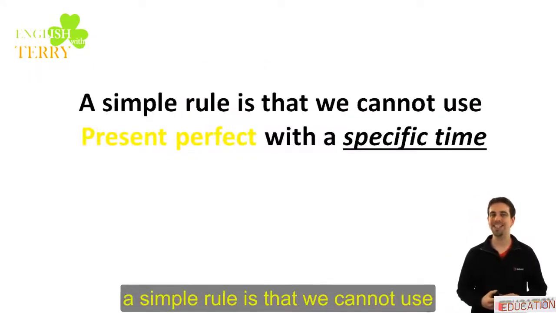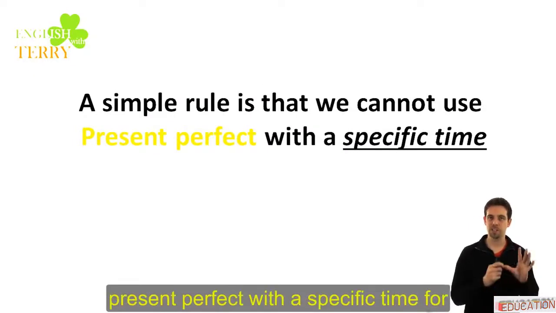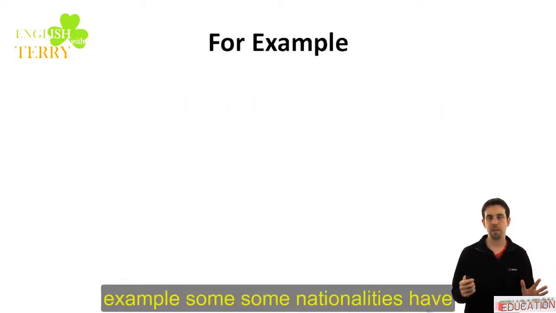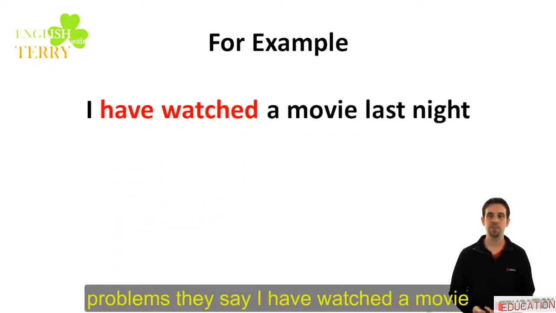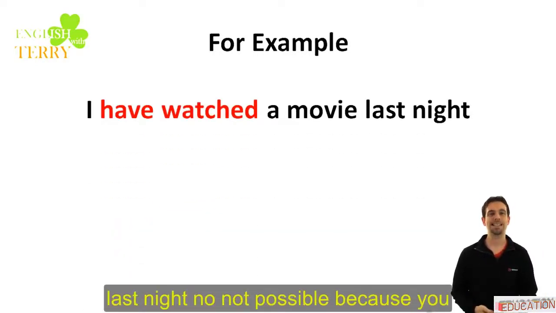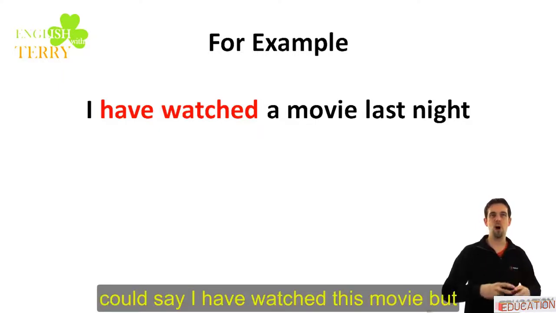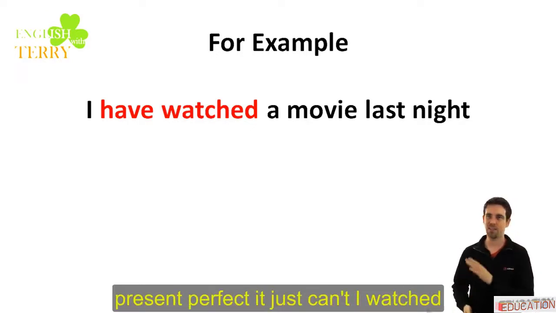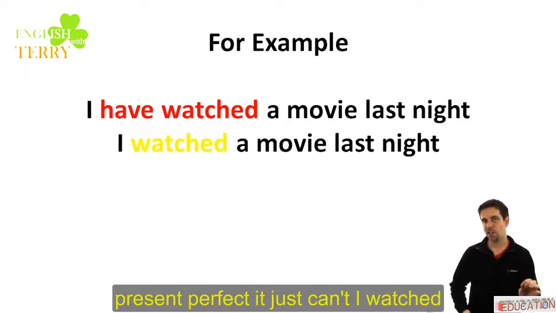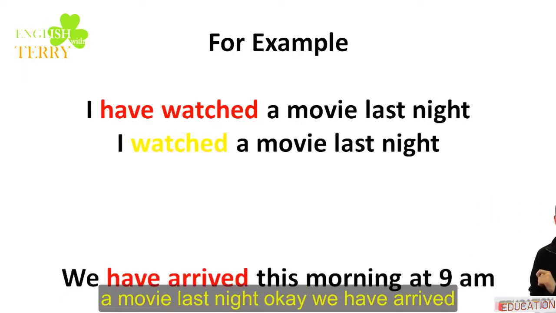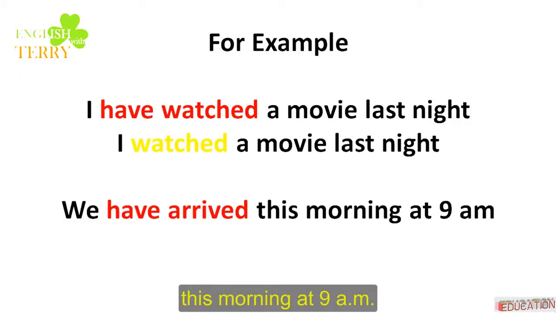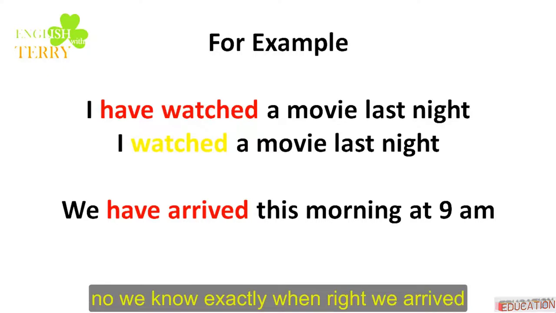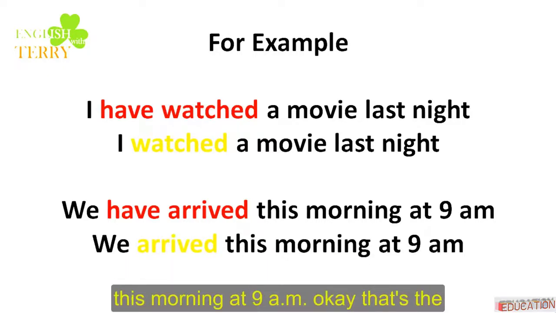A simple rule is that we cannot use the present perfect with a specific time. For example, some nationalities have problems. They say, I have watched a movie last night. No, not possible. Because you could say, I have watched this movie, but you cannot say when exactly with the present perfect. You just can't. I watched a movie last night, okay? We have arrived this morning at 9 a.m. No. We know exactly when, right? We arrived this morning at 9 a.m. Okay? That's the first idea.